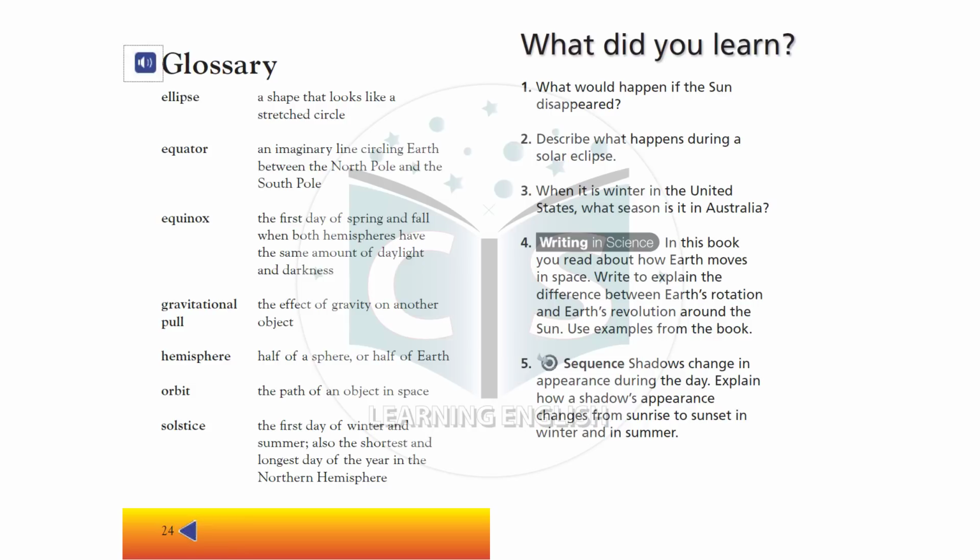Hemisphere. Half of a sphere or half of Earth. Orbit. The path of an object in space. Solstice. The first day of winter and summer, also the shortest and longest day of the year in the northern hemisphere.